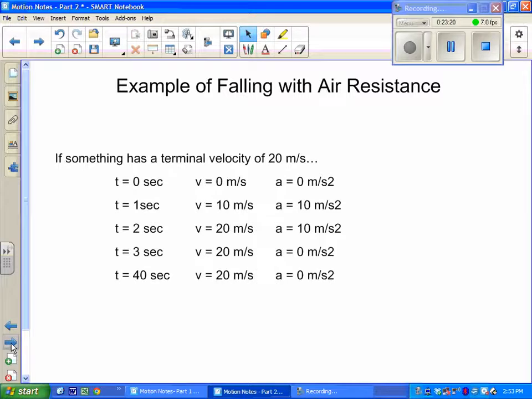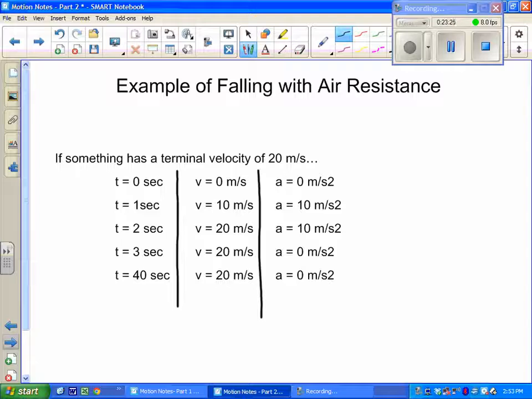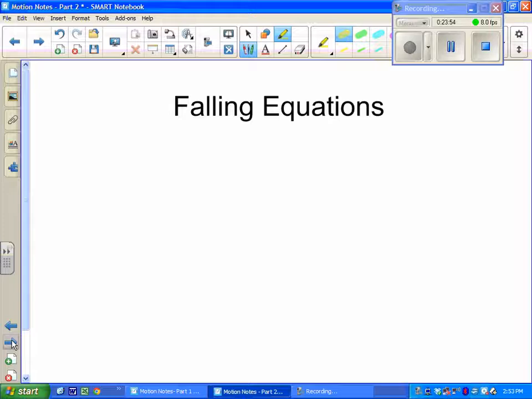the graph would look something like this. So we still have our columns with T, V, and A. But here, because terminal velocity is 20, once it hits 20, it can go no faster. So it doesn't even matter if it's 40 seconds, 90 seconds. It's no longer accelerating. So you'll see that our A's are 0. And it's not speeding up anymore. And once again, this is caused by air resistance.